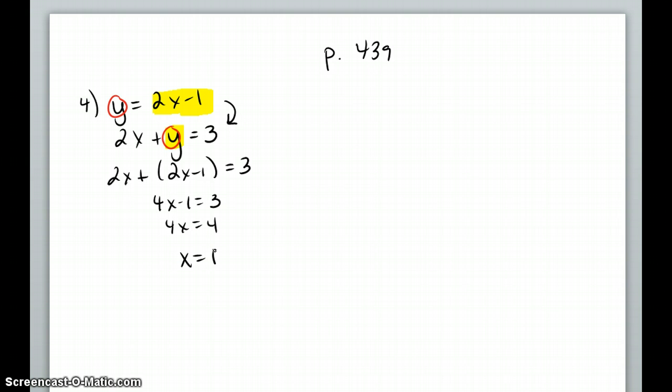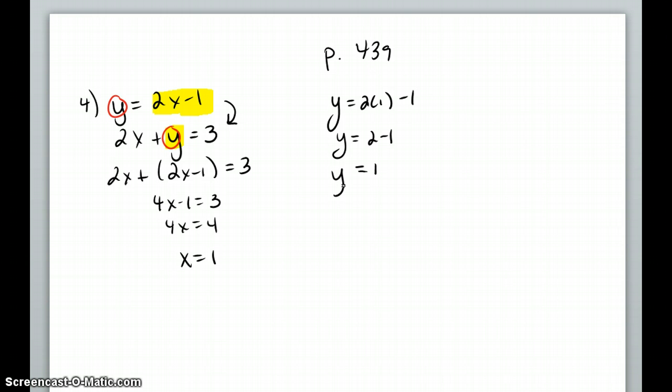Remember that the whole point of substitution is to eliminate a variable so that you can solve a variable in one equation. Okay. We're not done, of course. We need to take that 1 and plug it back into one of the original equations. Doesn't matter which one we choose, but since we're solving for y, and y is already isolated, let's go ahead and do that one. So we get y to equal 1.